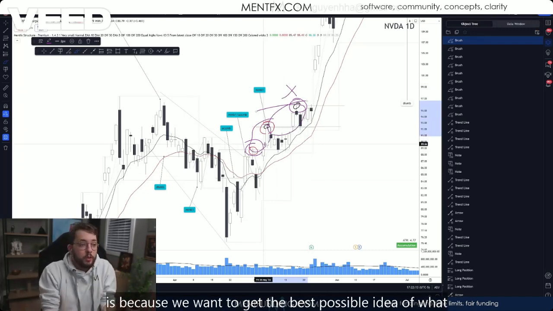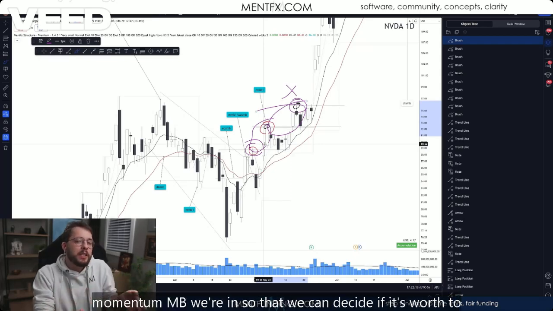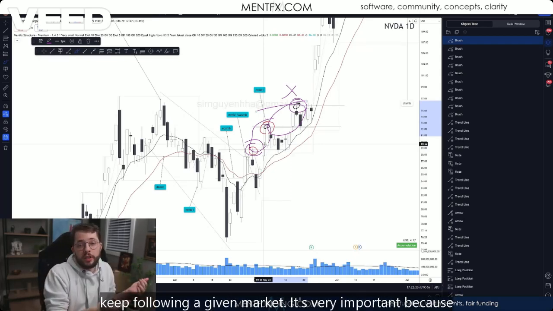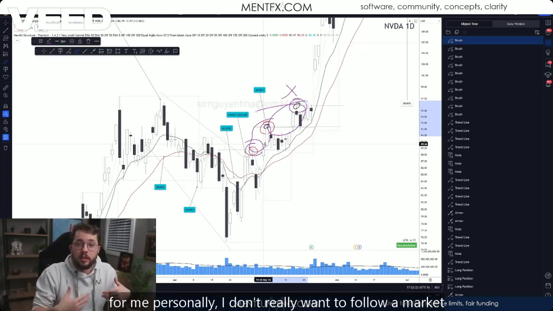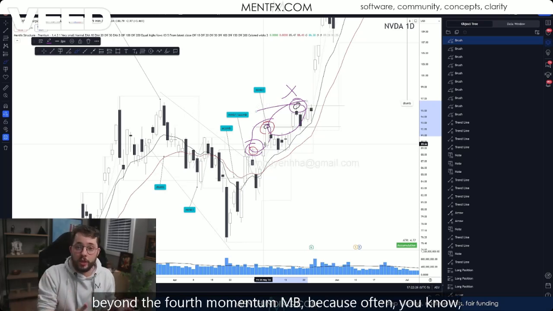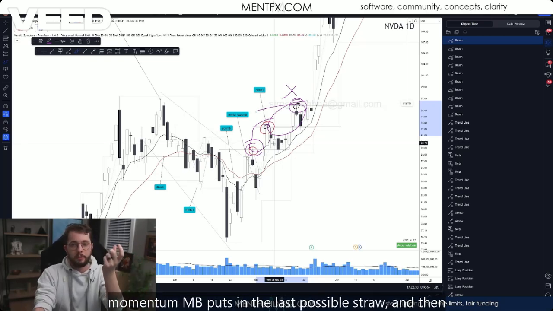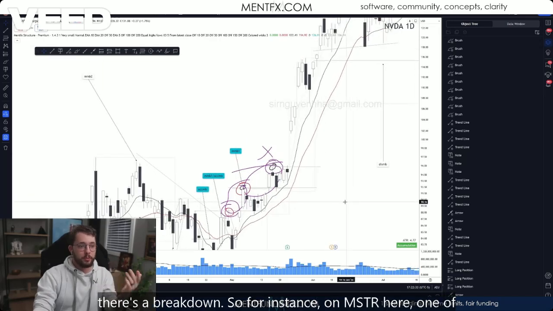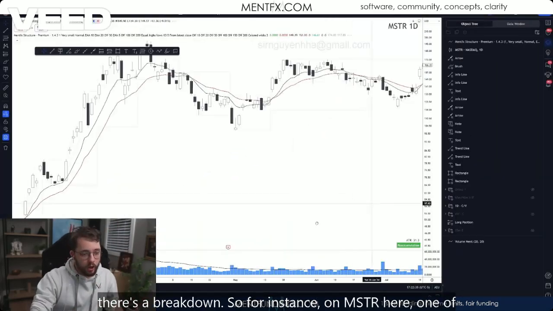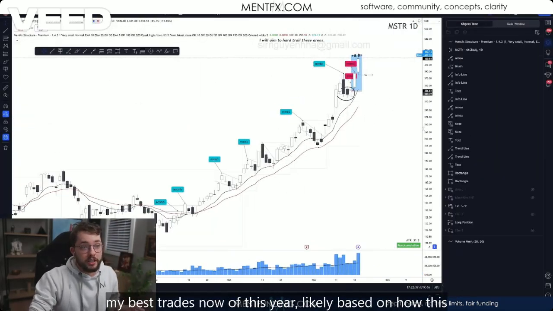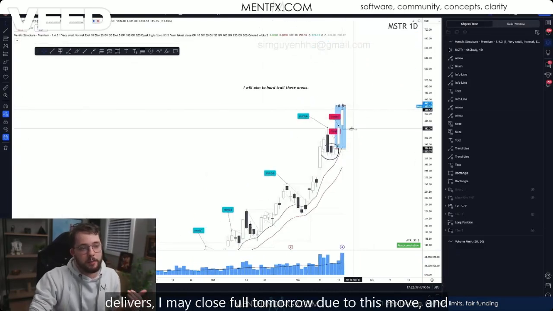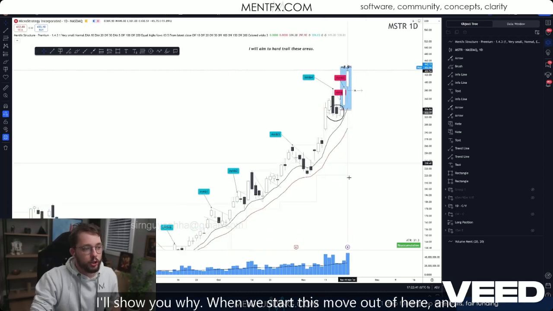And the reason we do this is because we want to get the best possible idea of what momentum MB we're in so that we can decide if it's worth it to keep following a given market. It's very important because for me personally, I don't really want to follow a market beyond the fourth momentum MB, because oftentimes through the cycle of delivery, the fourth momentum MB puts in the last possible straw and then there's a breakdown. So for instance, on MSTR here, one of my best trades of this year, likely based on how this delivers, I may close full tomorrow due to this move, and I'll show you why.